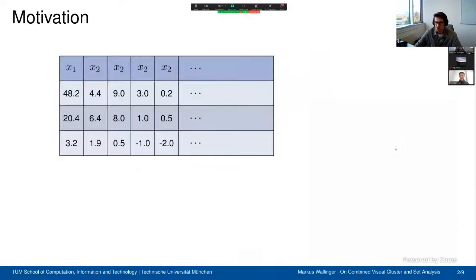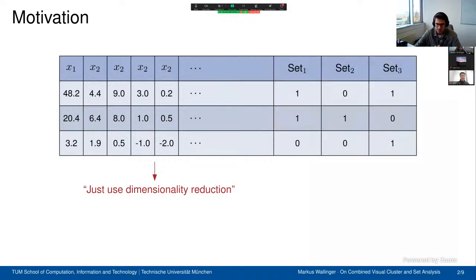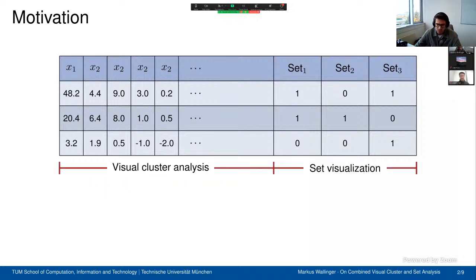So suppose you are given a multivariate data set. You ask yourself, how can you visually compare if two elements in this data set are similar? You'll probably say, use dimensionality reduction and do a visual analysis of the cluster. But what if this data set also has some categorical columns from which we can derive a set system? You could also add it to the dimensionality reduction algorithm, but then you would lose the specific view of the set visualization. So you would want basically the two perspectives simultaneously, the visual cluster analysis and the set visualization.